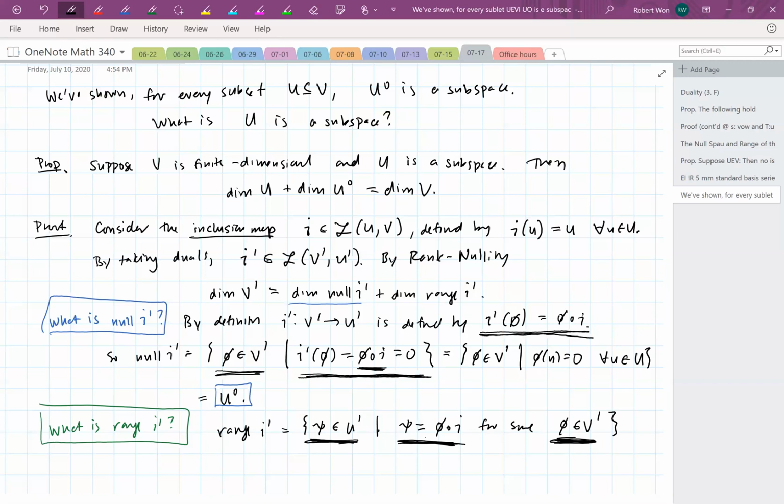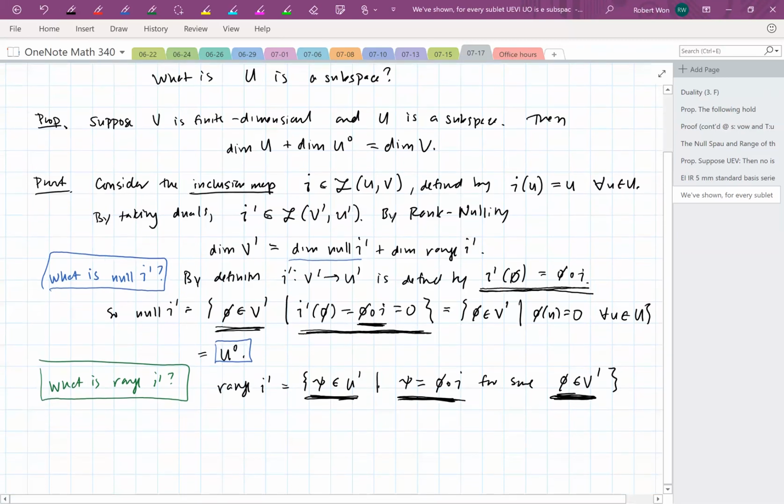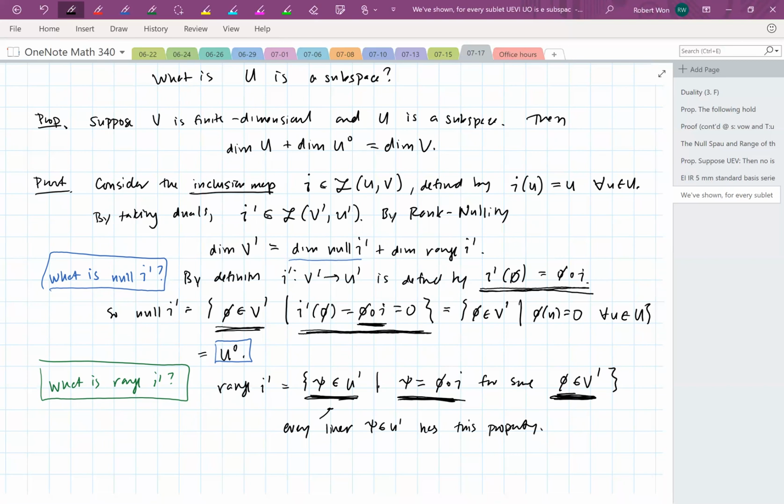But the point is that every linear functional can be extended to a linear functional beyond phi on V, right? Every linear functional has this property. You basically proved something like this on your last problem set, or problem set 3, I think. You show that if you have a function defined on a subspace, then you can define a function on the whole space by extending the basis.